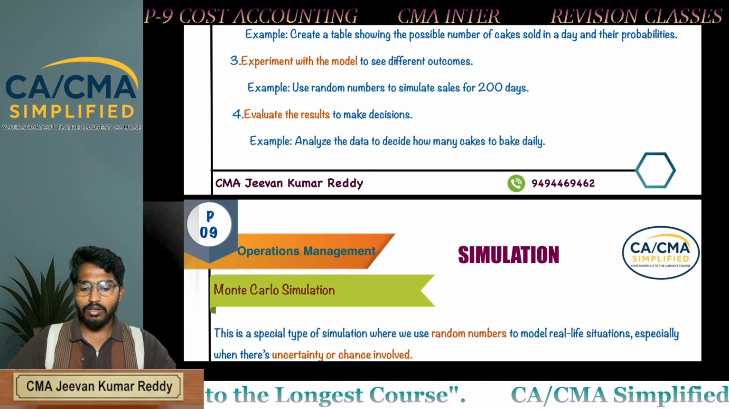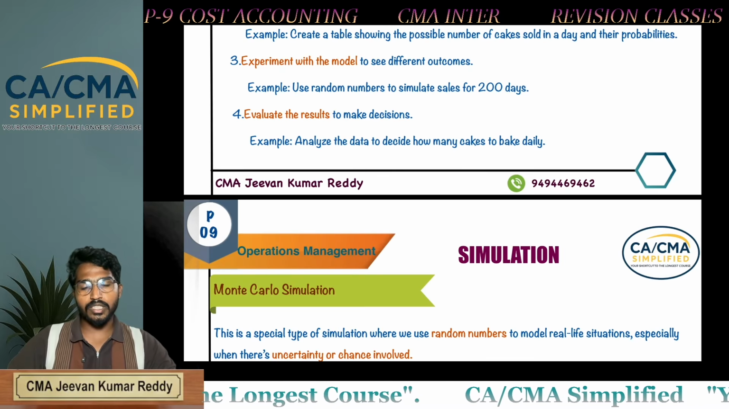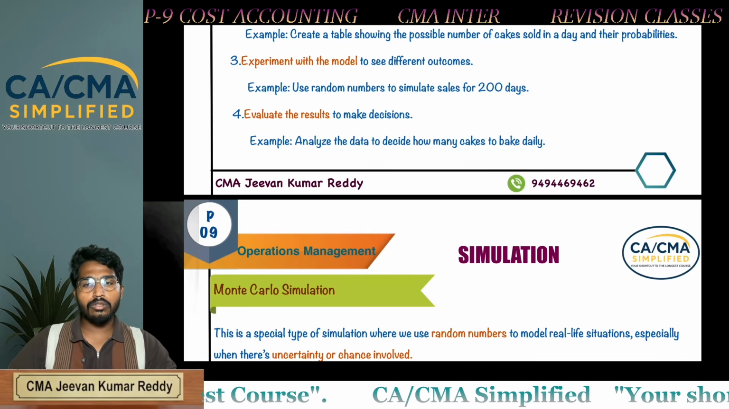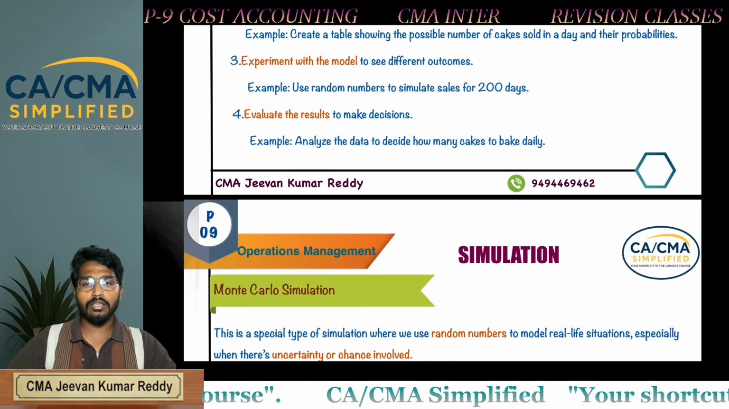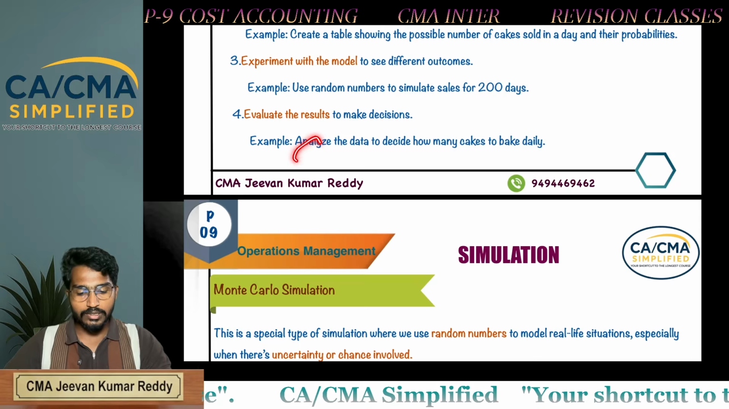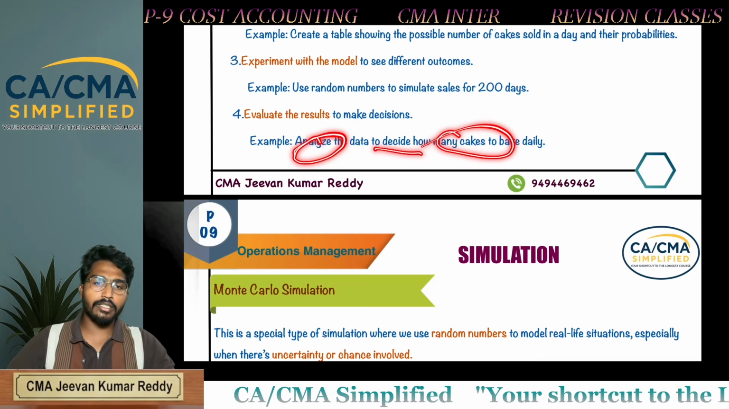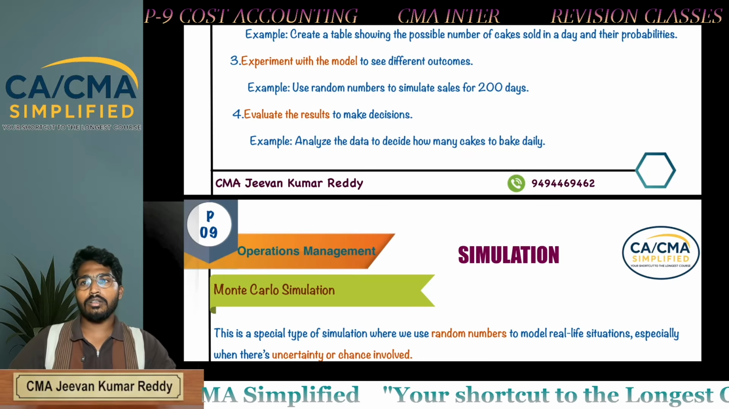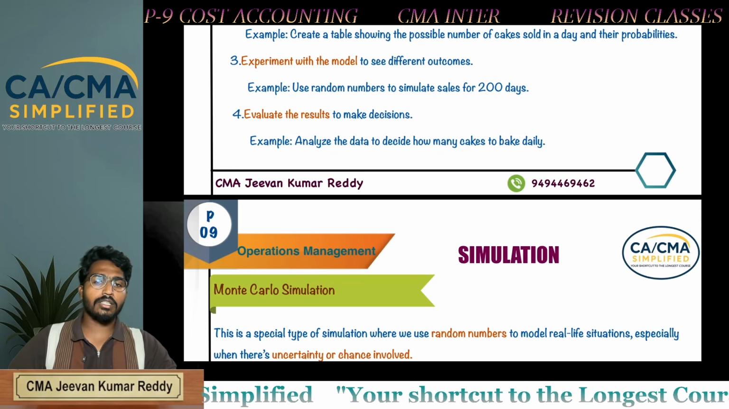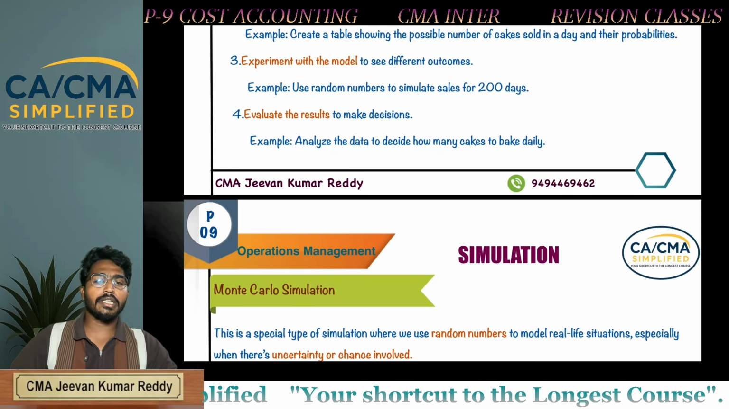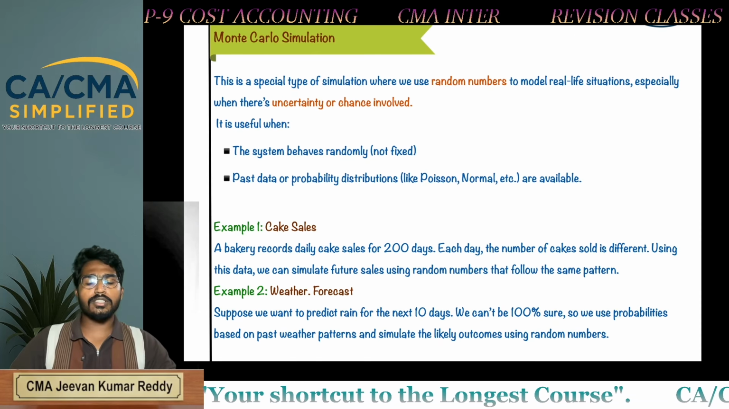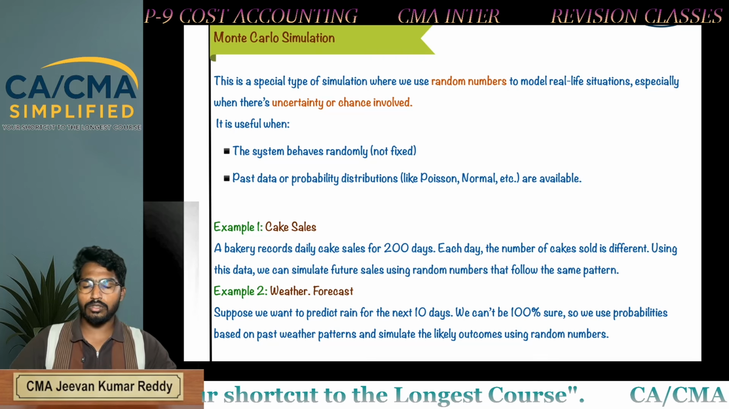Next, evaluate the results to make decisions based on the outcomes. Based on the results, we need to review and take the best decision. Analyze the data and decide how many cakes to bake daily. That means based on the results we will come to one decision that how many cakes are going to be baked daily.